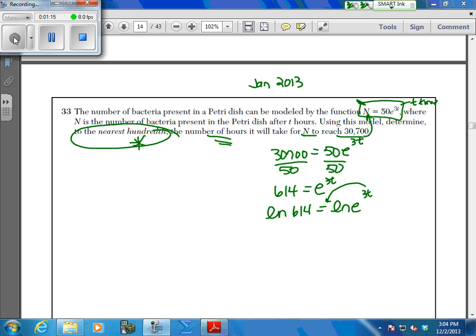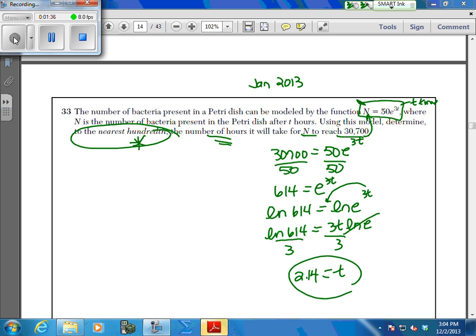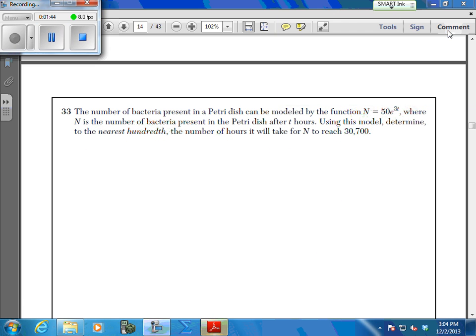This comes down. If you remember your properties, ln E cancels out to 1. Then divide both sides by 3. And go back and look. You needed to round to the nearest hundredths. That's the time in hours that it will take. And make sure you do your rounding right, or you're going to lose a full point on rounding.